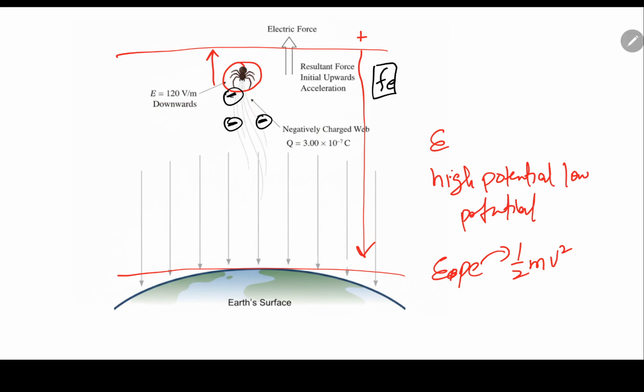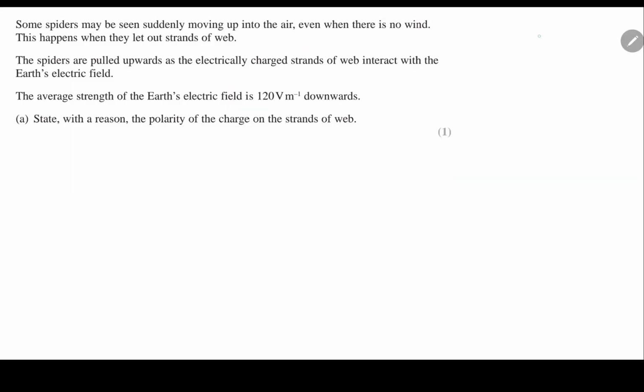So another question you might ask is, how is there a negative charge on these strands? Well, that's due to friction. Because of friction, there can be loss and gain of electrons, and due to that you can have positive and negative charge on these strands. Alright, so the answer to this question, you can write: the polarity of the charge on the strand of web is going to be negative, because then it will repel the Earth's electric field and move upwards. Okay, that's the answer to this question.